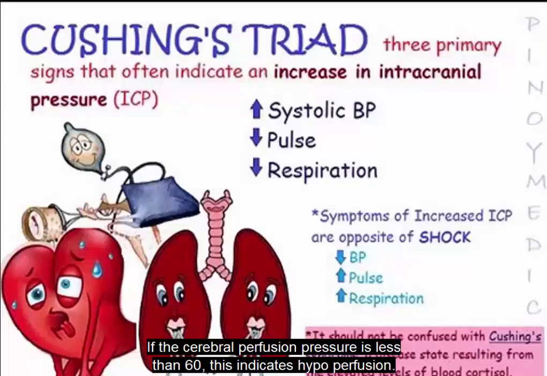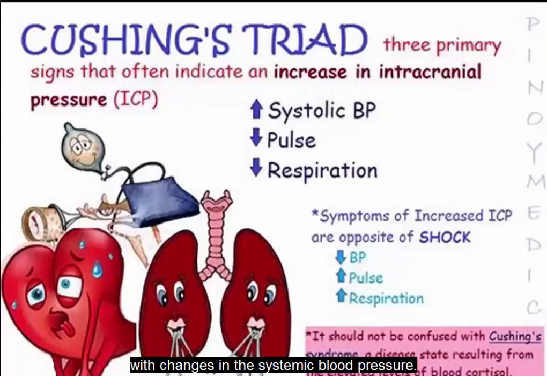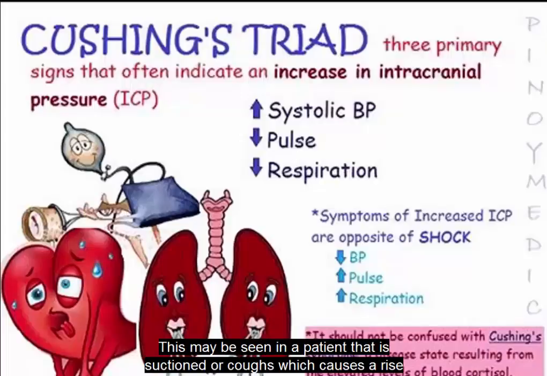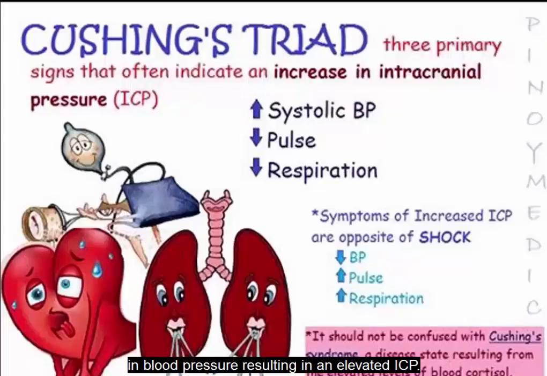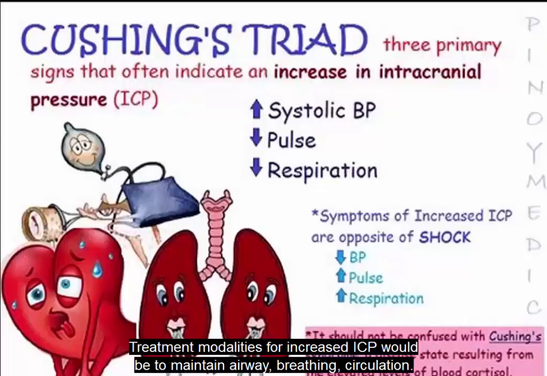If the cerebral perfusion pressure is less than 60, this indicates hypoperfusion. When autoregulation is impaired, the cerebral blood flow fluctuates with changes in the systemic blood pressure. This may be seen in a patient that has suction or coughs, which causes a rise in blood pressure, resulting in an elevated ICP. Treatment modalities for increased ICP would be to maintain airway, breathing, circulation.